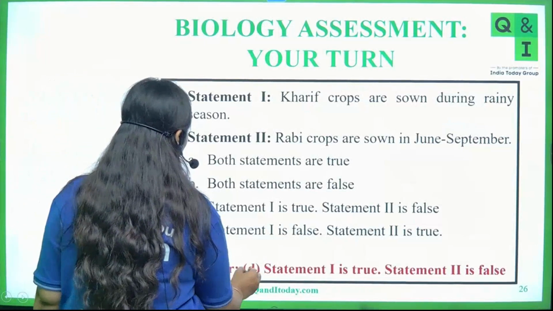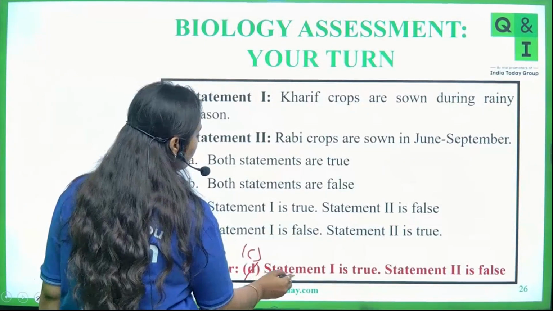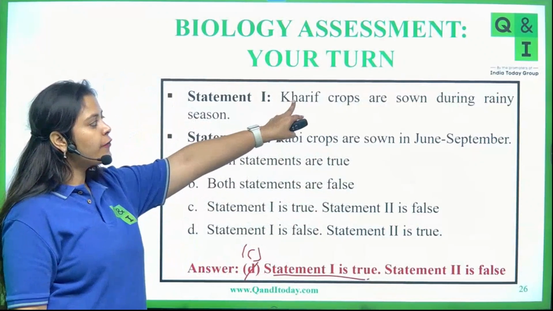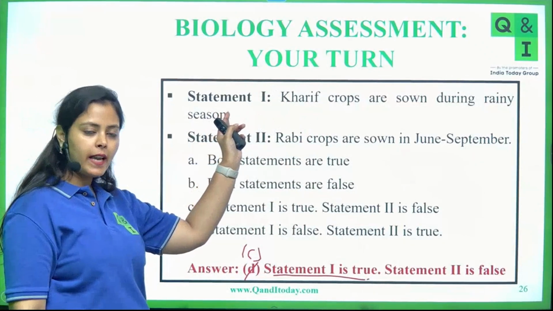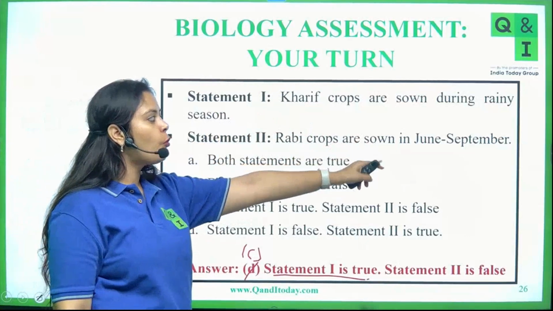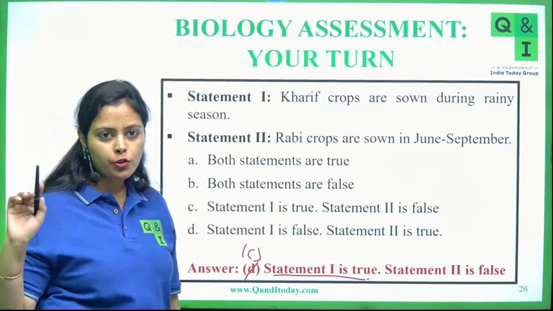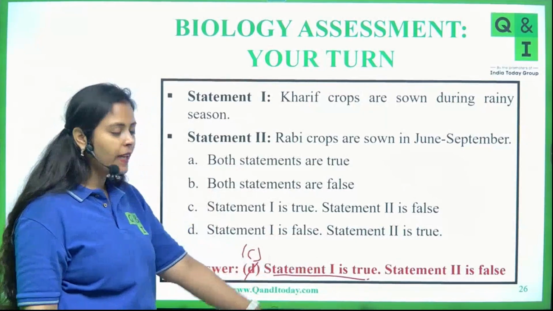So this is option number C. The thing is written here: Statement 1 is true, but statement 2 is false. Yes, Kharif crops are sown during rainy season. Yes, true. Rabi crops are sown in June to September? No, they are sown in October to March. Okay, so option number C is absolutely correct.